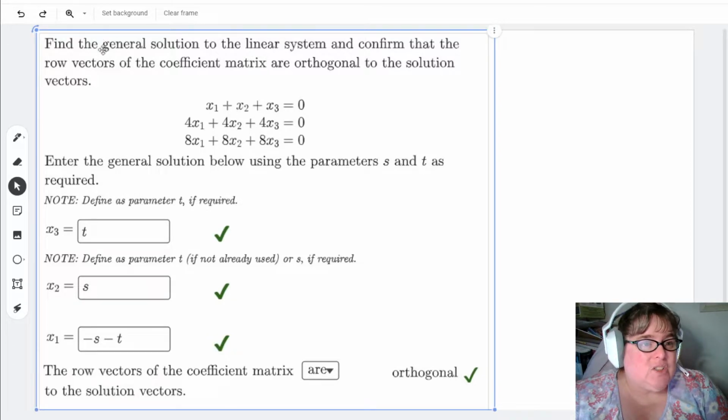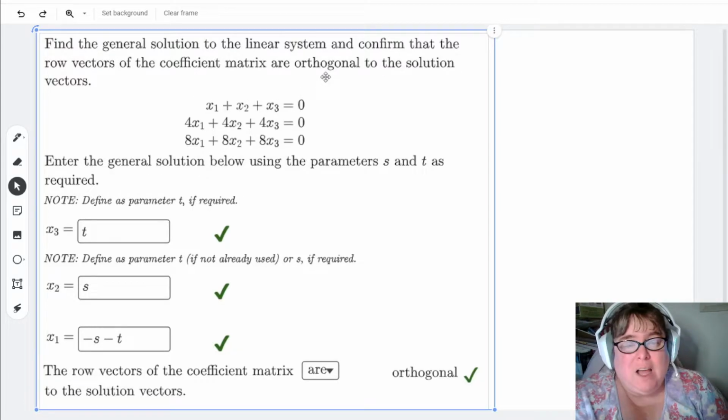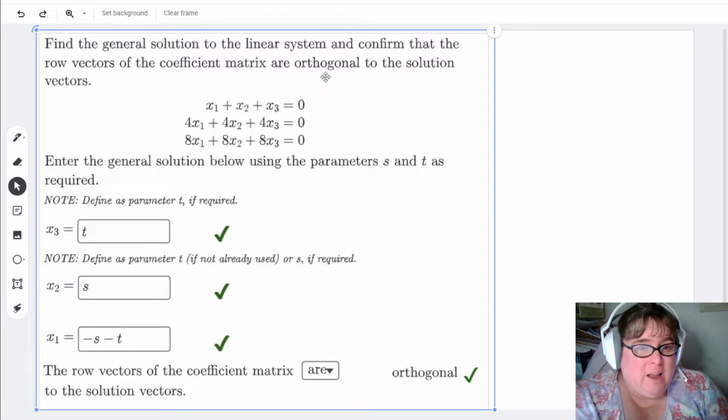Number 5 asks, find the general solution to the linear system and confirm that the row vectors of the coefficient matrix are orthogonal to the solution vectors. Orthogonal is just perpendicular lines that actually touch. It can be tested, as we saw in a previous video. The matrix multiplied by its transpose should equal the identity, but you can also solve this when it's equal to 0.